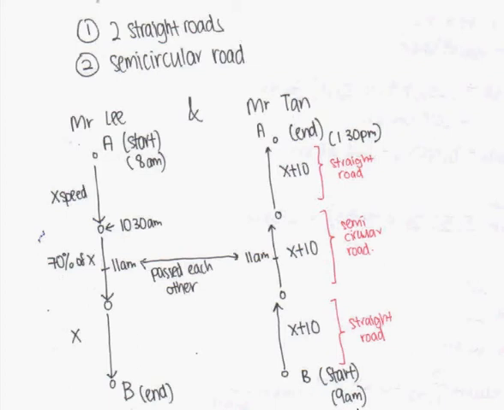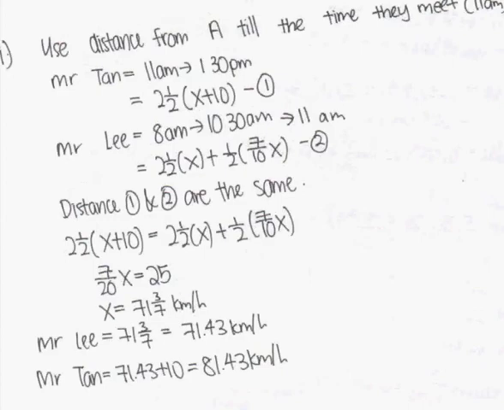So the information is that Mr. Tan starts at 9 AM, Mr. Lee starts at 8 AM, and then they will meet at 11 AM at a certain position on the semicircular road. So both of them will actually meet at the same time at 11 AM. So these are the information that you have to take note of from the whole question in order to do the next few parts. So for part 1, we want to find X, which is the speed they are traveling at.